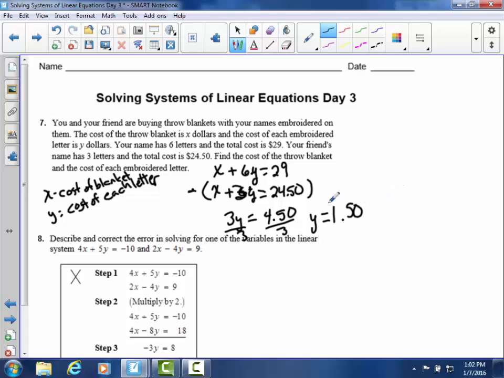Okay, so I'm just going to go ahead and label that $1.50 per letter. And X, when you find it, will be the cost of the blanket.